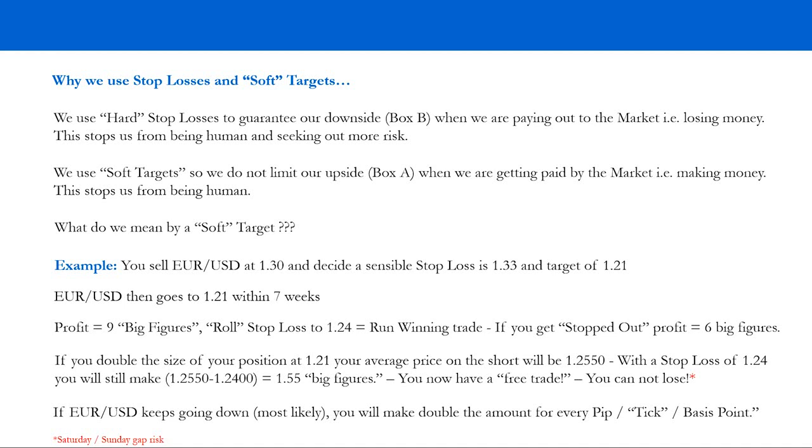So when we're winning, we're pulling from box A because we are getting paid and making money. The first choice is to just run the position. But we roll our stop loss down using common sense.